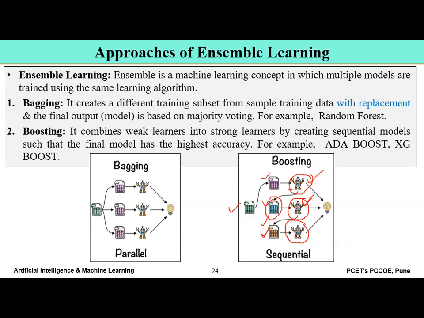Probably the third one. Now model 1 will give some output, model 2 will give some output, and model 3 will also give you some output. Again here we will go with the majority. Majority will be the final output, right?